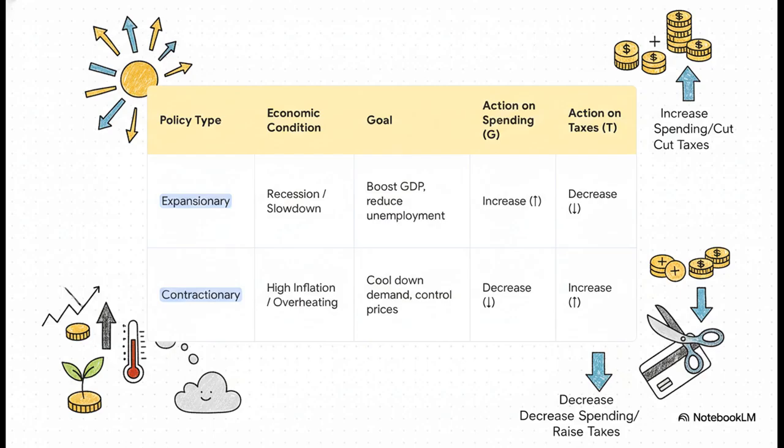Look, if the economy is in a recession, the goal is pretty obvious. You want to kickstart growth and get people back into jobs. So the government uses expansionary policy. That means it either spends more money or it cuts our taxes. Simple. But what if the economy is overheating and inflation is soaring? Well, it's got to do the complete opposite. It uses contractionary policy. That means cutting its spending or raising taxes to try and cool things down.